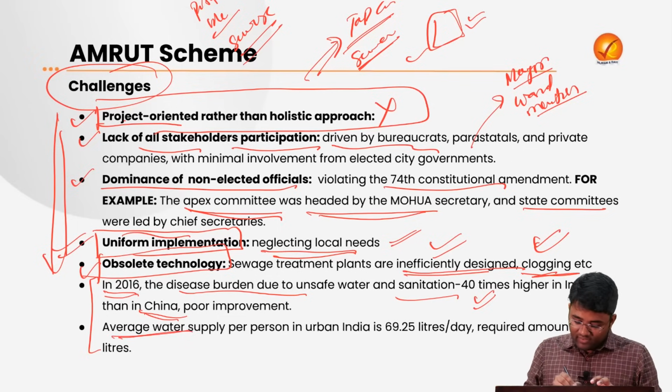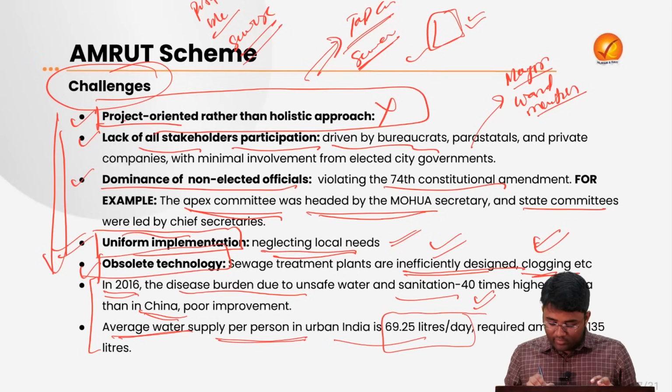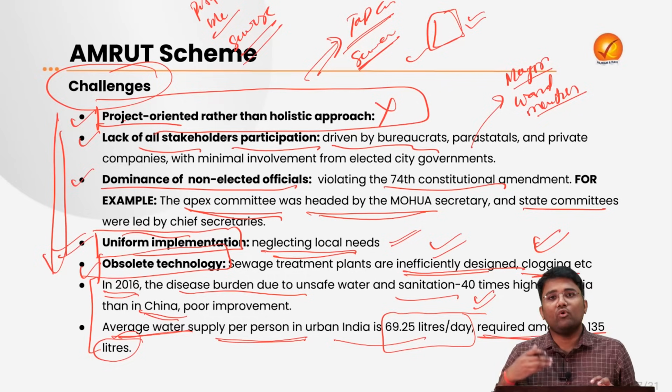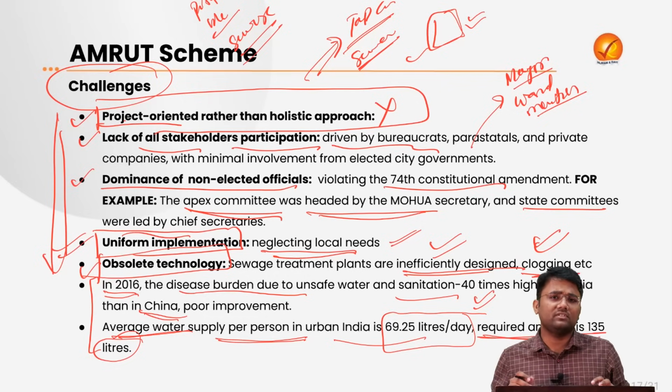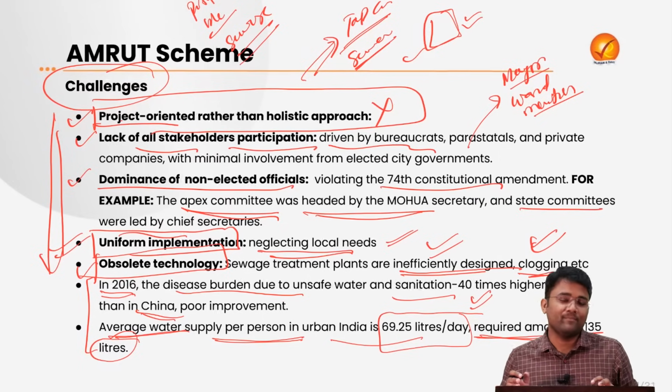Then the average water supply per person in urban India is only 69.25 liters per day, whereas the required amount is 135 liters. Okay, you have often seen in different news snippets or news reports that there are several parts of Delhi itself which do not get proper water. Okay, people living in the Karol Bagh areas would also be facing the crisis of water. No proper supply is there.